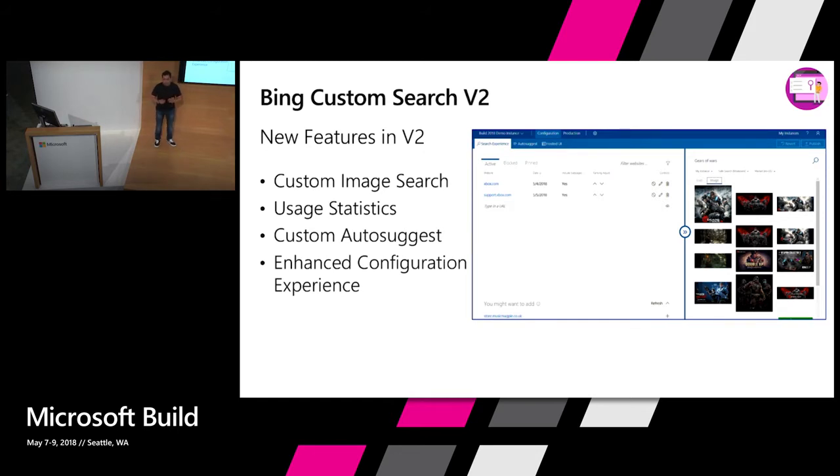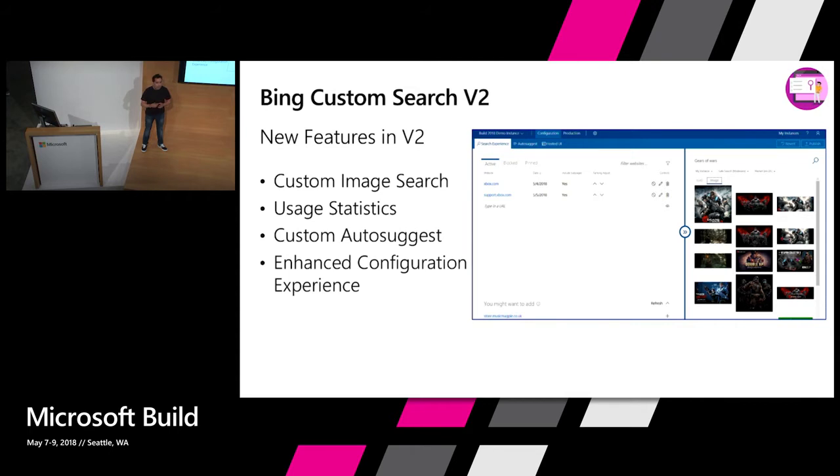One, custom image search. So far, we were just offering web results as part of the custom instance. But now with the V2 feature, you will also be able to integrate the image experience as part of your custom search instance. Second, we are also launching the usage statistics. Statistics will help you to determine what your users are searching for in your website, so you can understand how your business is performing, and you can always enhance your users' experience based on the statistics feature.